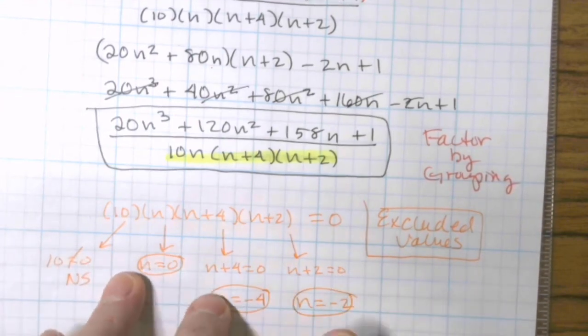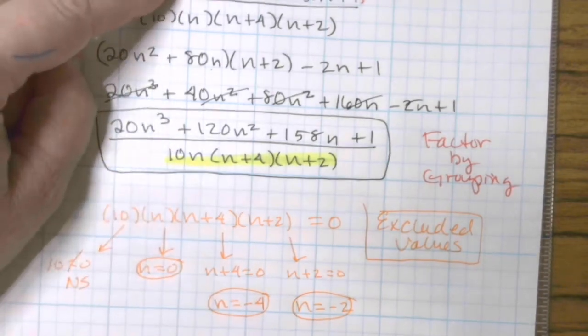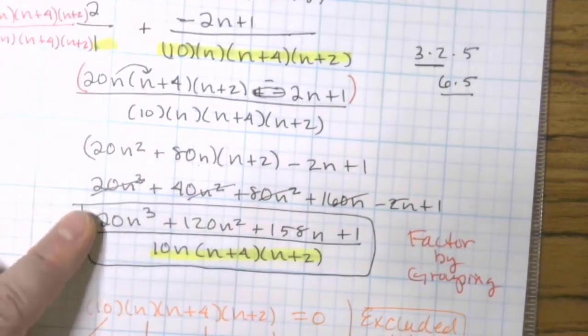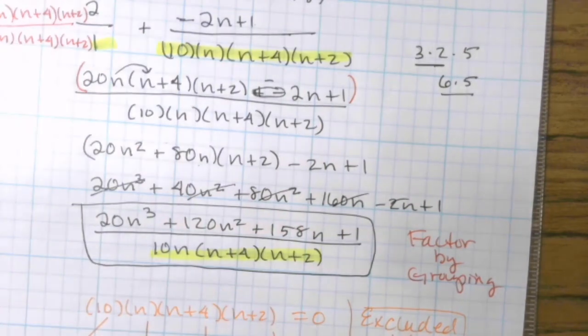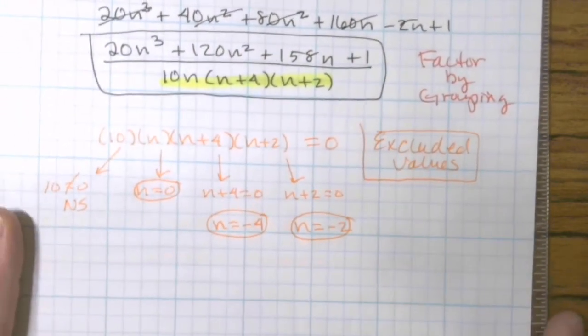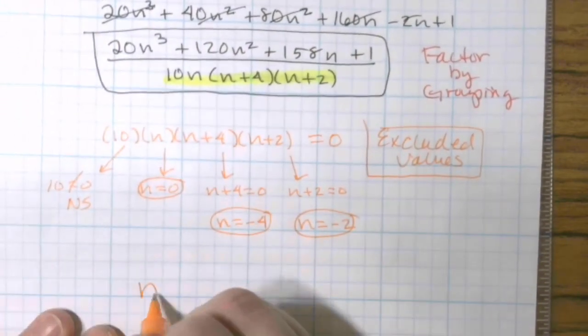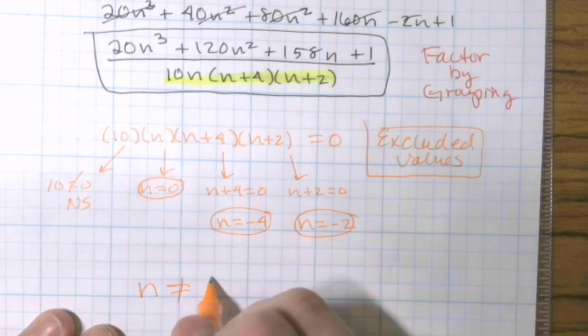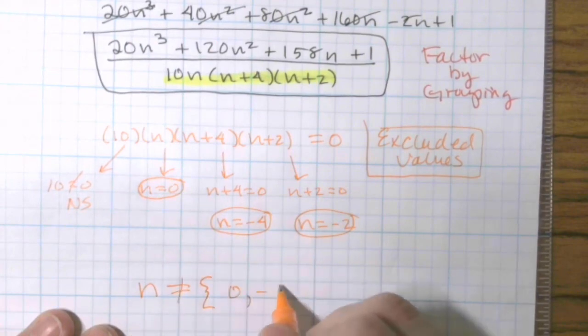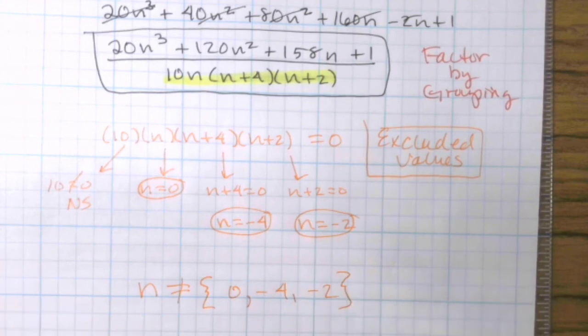So those are the 3 values that you got off of the original denominator. Well, when we were done, the original denominator was identical. So these are the only excluded values we have. So n cannot be equal to the set containing 0, negative 4, and negative 2. Those are your 3 excluded values.